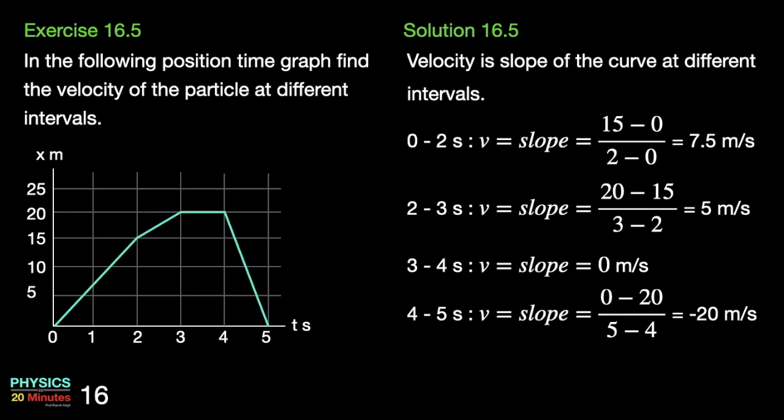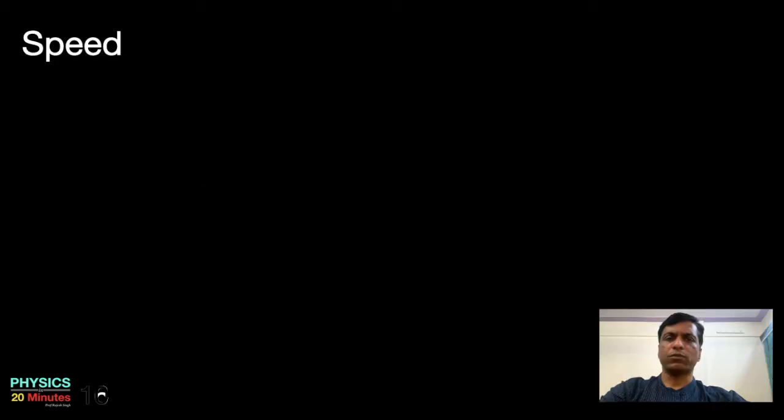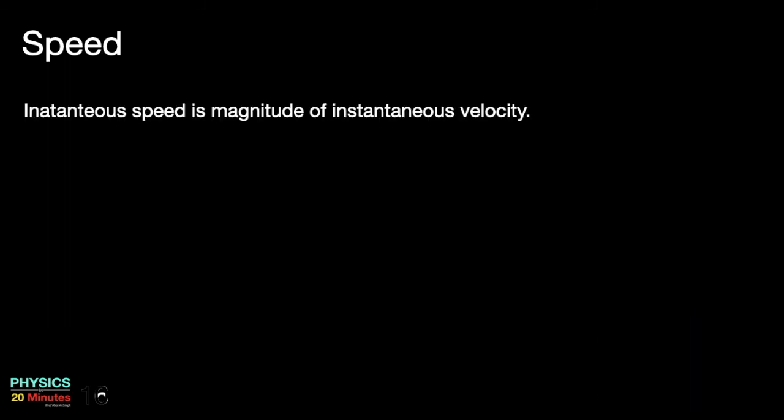It represents that the velocity direction has reversed. Particle is now returning towards the origin. So what is speed? In our day-to-day life, we talk about speed quite a bit. Instantaneous speed is nothing but the magnitude of instantaneous velocity.